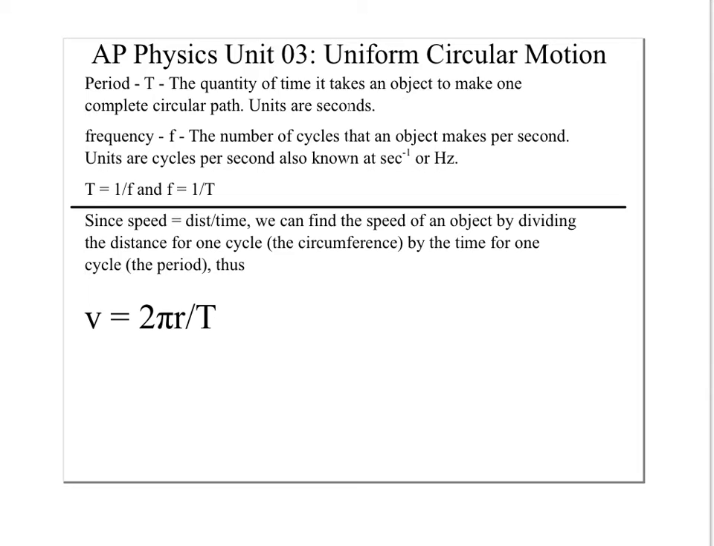The period is just the amount of time it takes an object to make one circular path. Its units are in seconds, and we're going to largely use the period as our time when we determine our speed or our velocity.